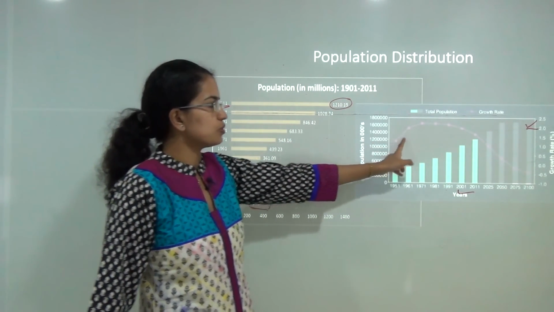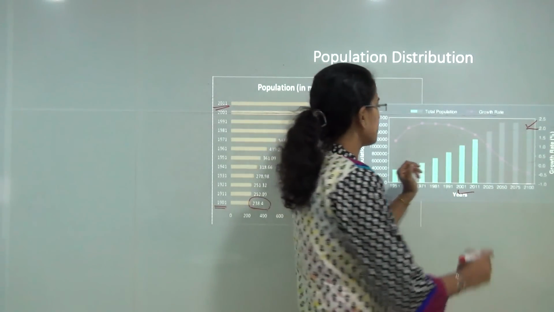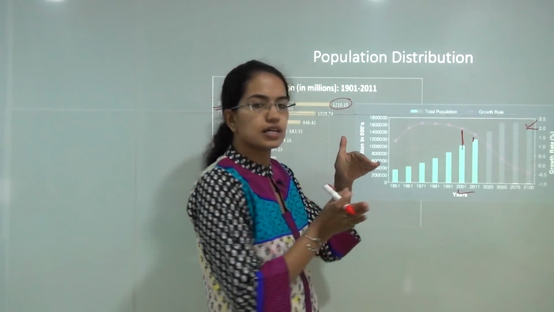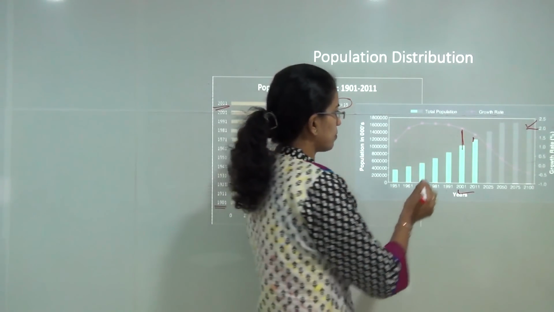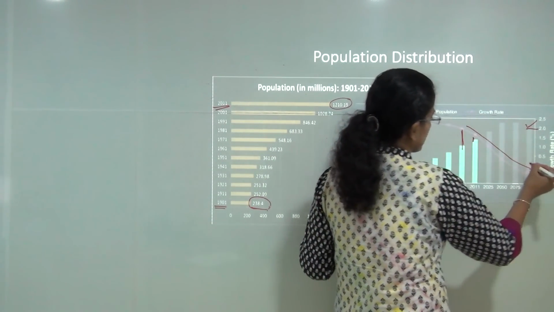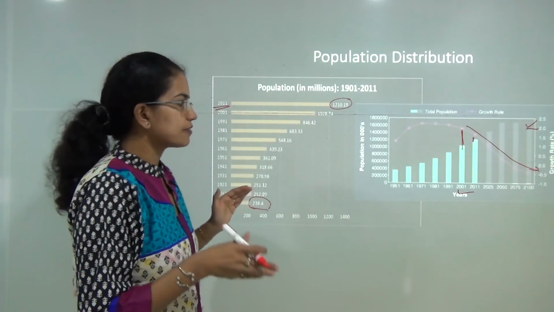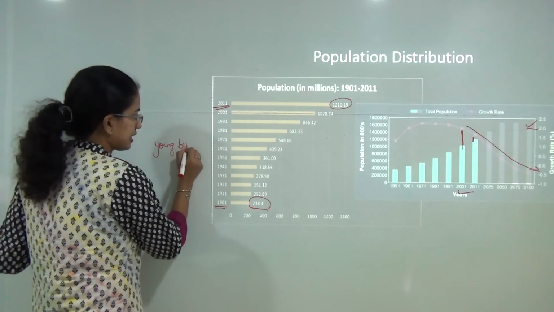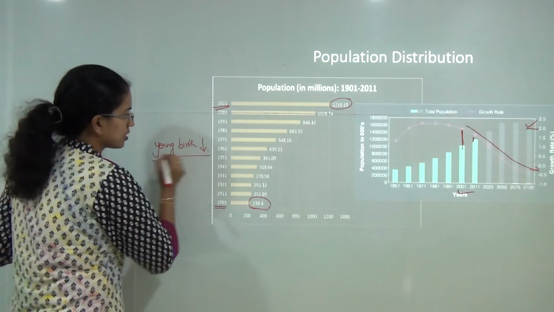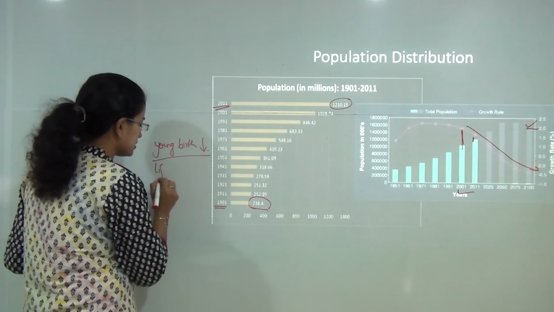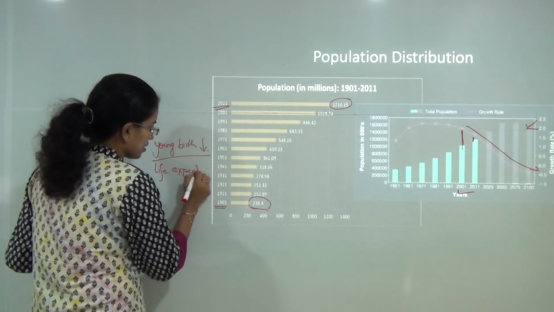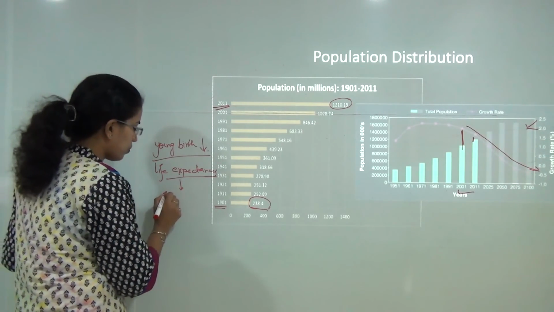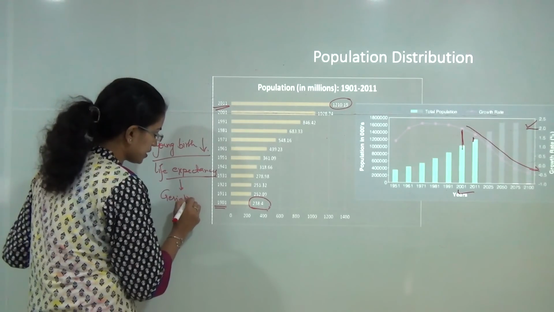However, the line shows the growth rate, and as you can see, starting, I would say, 2011, there has been a drastic fall in the growth rate of the population, and this growth rate shows a declining trend. That means the number of young births are getting less. However, since the life expectancy is increasing, India in future would face more problems of old age people or geriatric population, I would say.